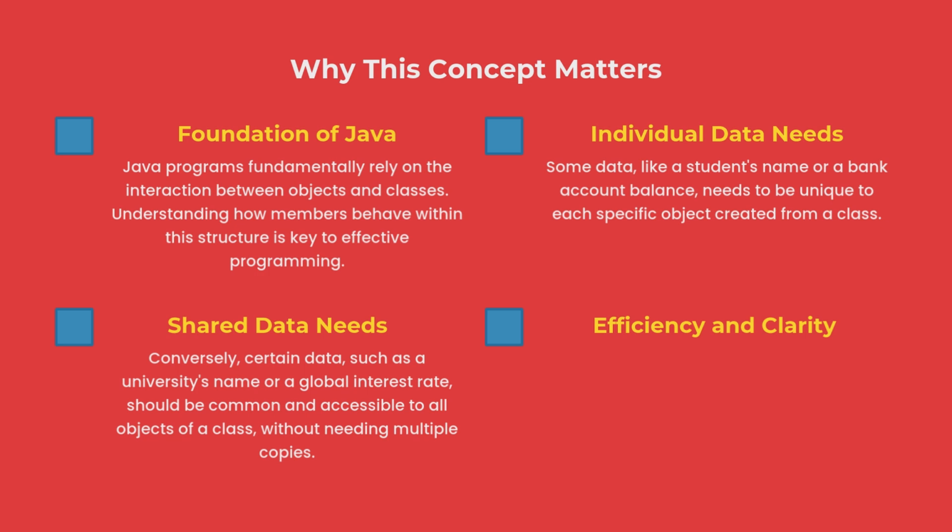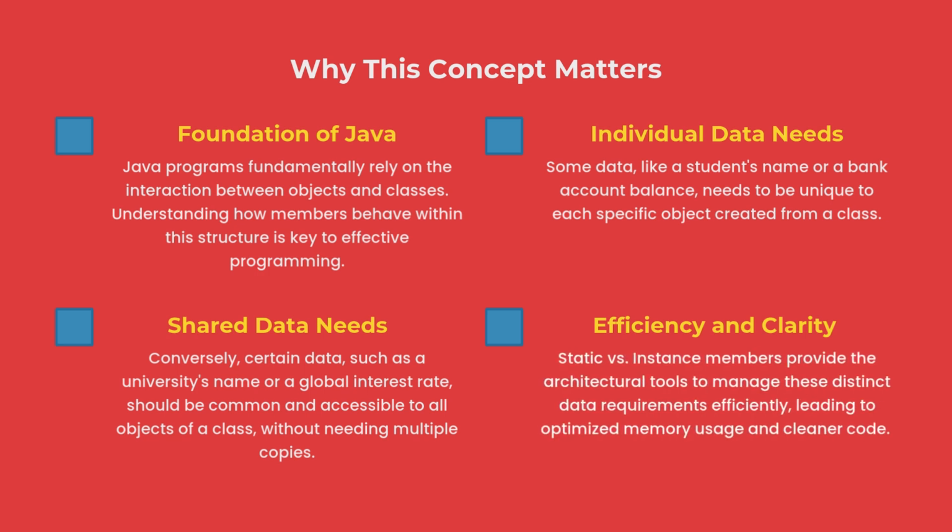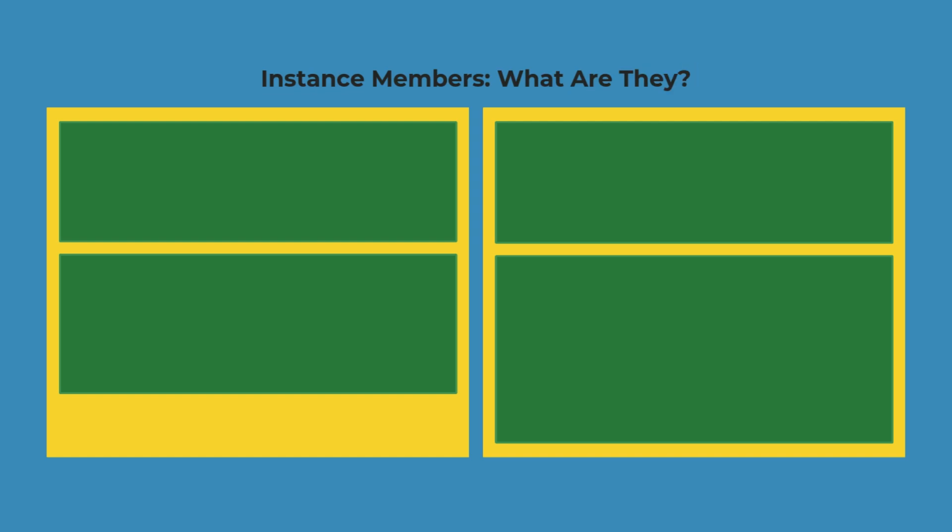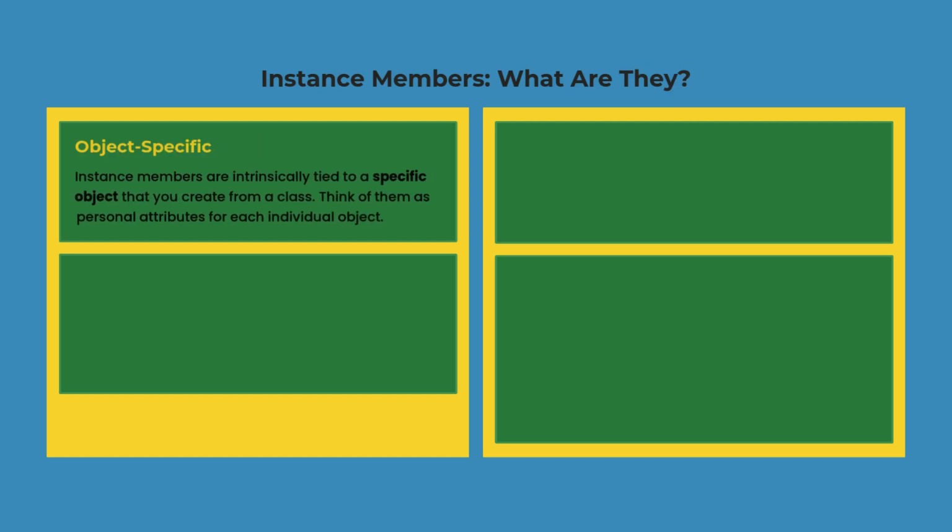Efficiency and clarity. Static versus instance members provide the architectural tools to manage these distinct data requirements efficiently, leading to optimized memory usage and cleaner code. Instance members, what are they? Object-specific. Instance members are intrinsically tied to a specific object that you create from a class. Think of them as personal attributes for each individual object.